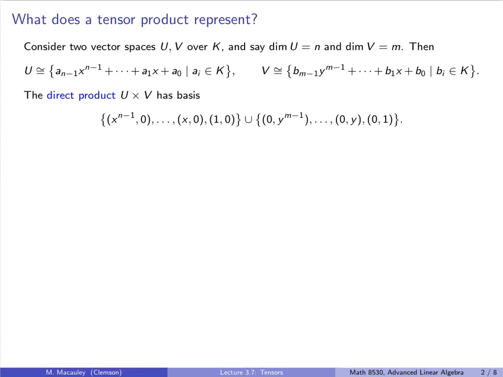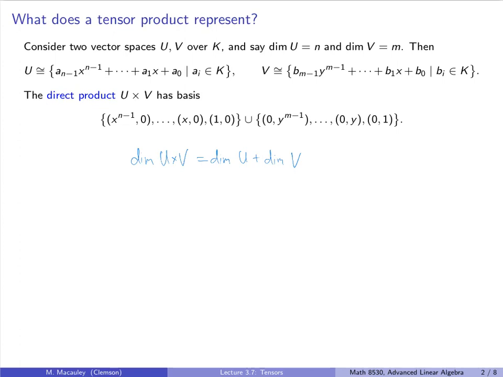Since the tensor product is a product of two vector spaces, it's worth revisiting our familiar direct product U cross V. Now, using these same U's and V's, a basis for this consists of all ordered pairs with x to the i in the first coordinate and a 0 in the second coordinate, along with the ordered pairs that have a 0 in the first coordinate and a y to the j in the second coordinate. So clearly, the dimension of the direct product is additive. In other words, the dimension is the dimension of U plus the dimension of V.